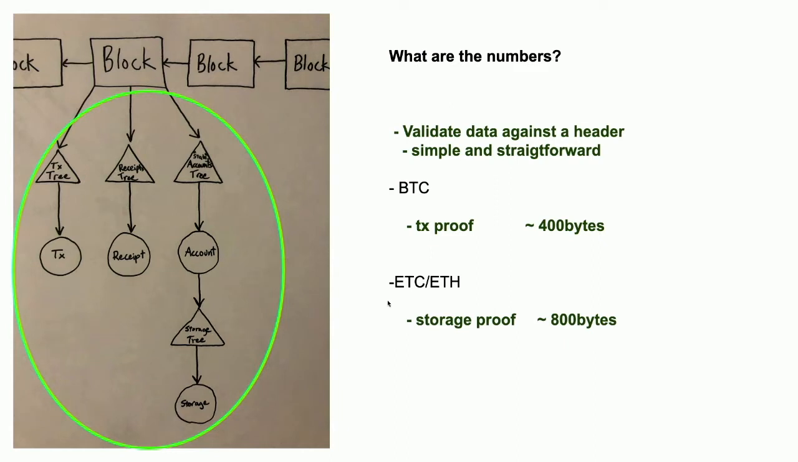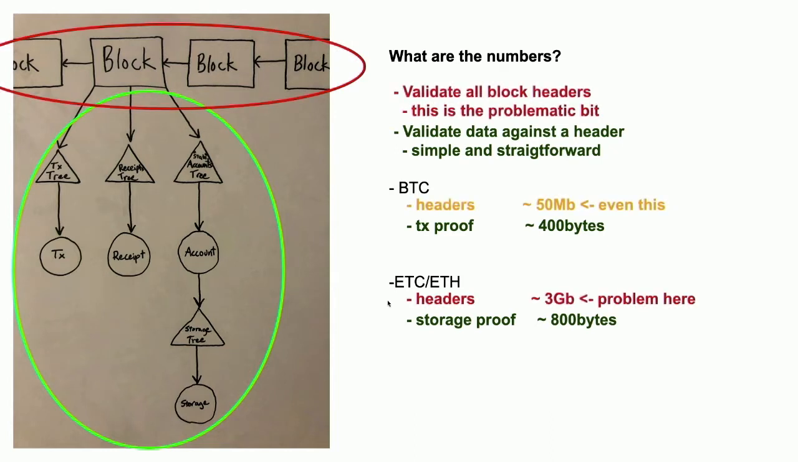So let's look at the numbers. Just the actual Merkle inclusion proof part is super small, 400 bytes on Bitcoin and maybe 800 bytes on Ethereum, depending on exactly what you're looking at. But the real problem, again, is those headers. On Bitcoin, it's 50 megabytes. And on Ethereum and Ethereum Classic, it's 3 gigabytes. This blows up any possibility of using this in a way that matches the user experience that everyone's used to with the internet and computers. If you have to download 3 gigabytes, that's going to take a while. And obviously, this is not good.